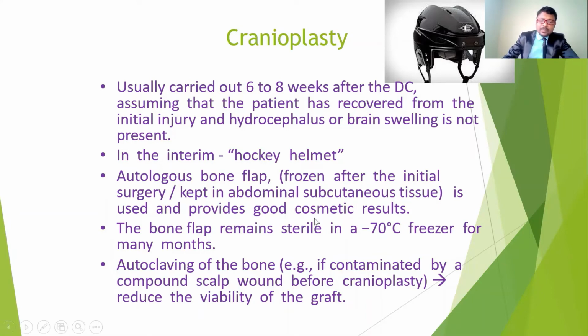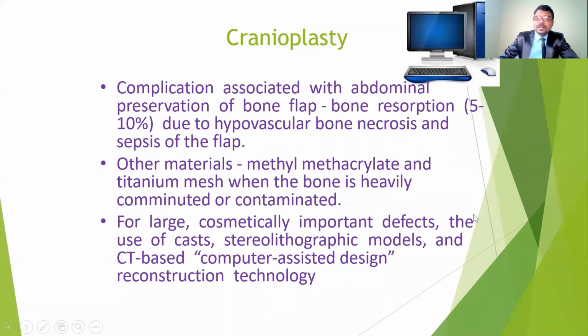Autoclaving of the bone is done if it is contaminated by a compound scalp wound. In case of any contamination, they autoclave the bone before the surgery. After sanitization and autoclaving, they fix it at the injury site. These are the complications associated with abdominal preservation of the bone flap. Bone resorption is 5 to 10% due to hypovascular bone necrosis and sepsis. Infections or vascular necrosis of the bone may give rise to complications.